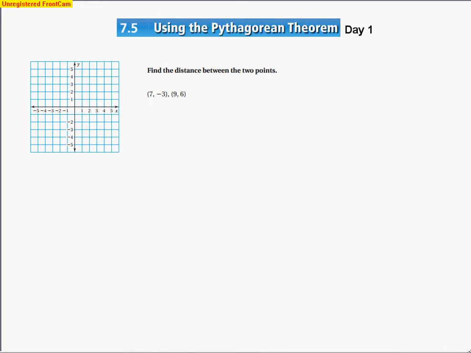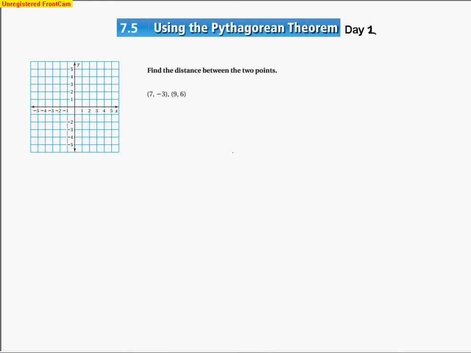This is a lesson for Chapter 7, Section 5, titled Using the Pythagorean Theorem. However, we're not on day number 1 anymore. We are on day number 2, so I'll fix that real quick. On day number 2, we're going to go back to the distance formula, and then we're going to use the distance formula and the converse as one problem. That's our goal here.